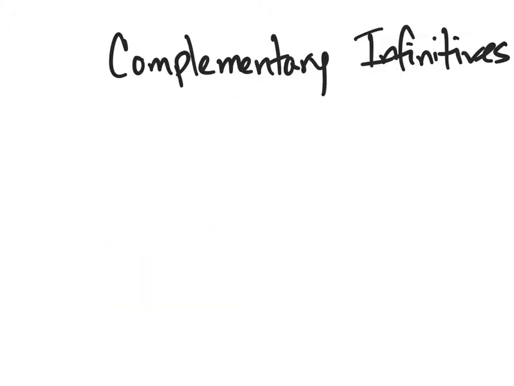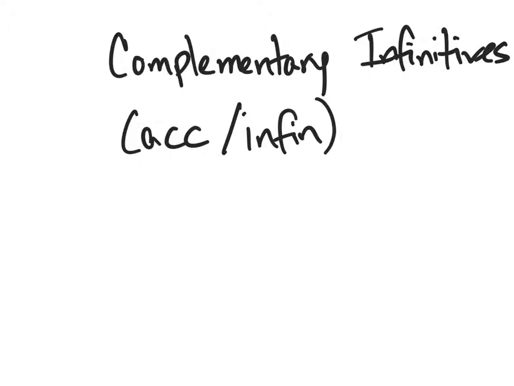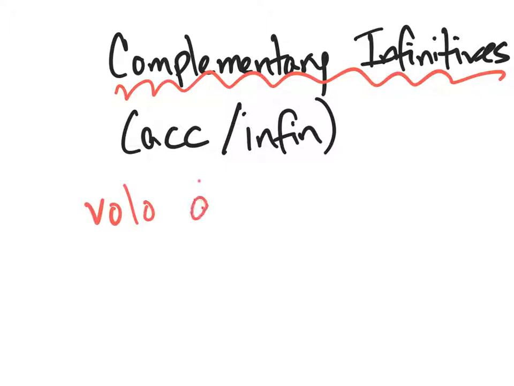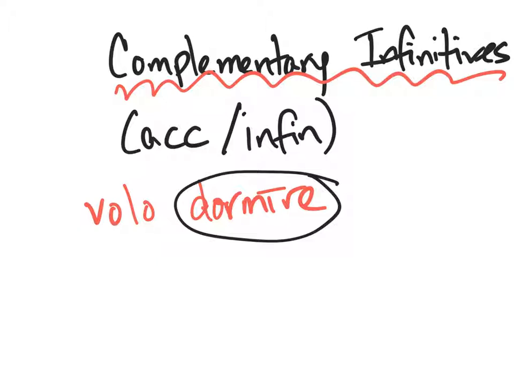Okay, so you have accusative plus infinitive construction on your brain because Caesar seems to use indirect statements every other sentence. But I don't want you to forget about the first type of infinitive you learned, which was a complementary infinitive. For example, in the sentence, volo dormire, I want to sleep, dormire is a complementary infinitive because it completes the idea introduced by volo. What do I want to do?